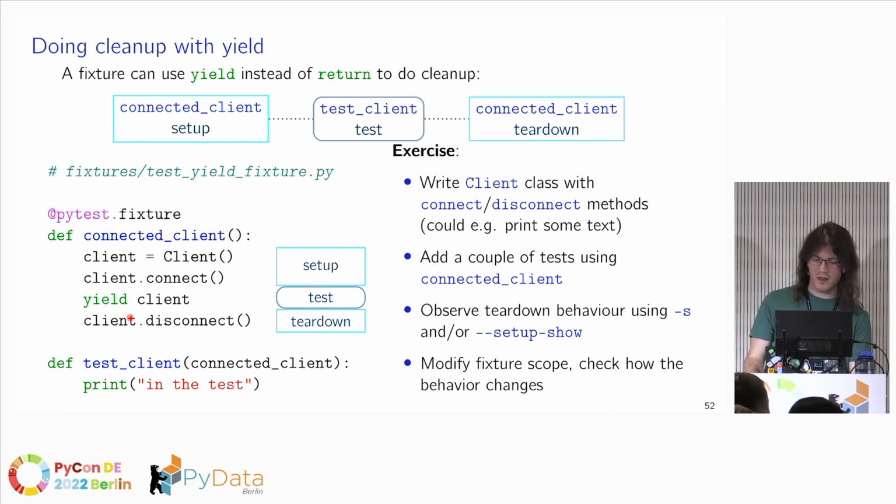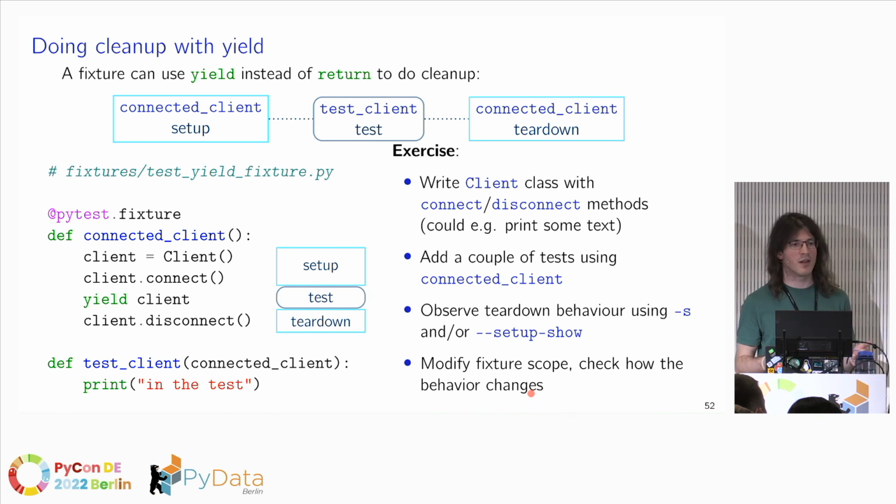So what you would see here is that pytest runs these connect and disconnect steps around every test. And if you modify the scope, those will always be symmetric. So if you say module scope, then connect would run before the tests, then all the tests run, and at the very end, disconnect would be run.